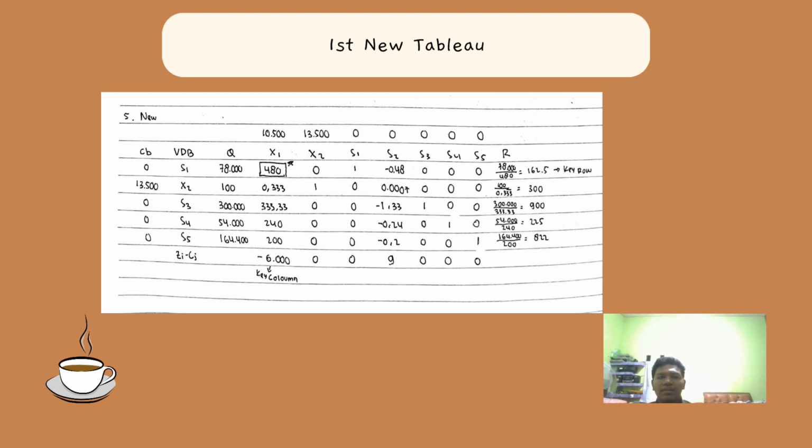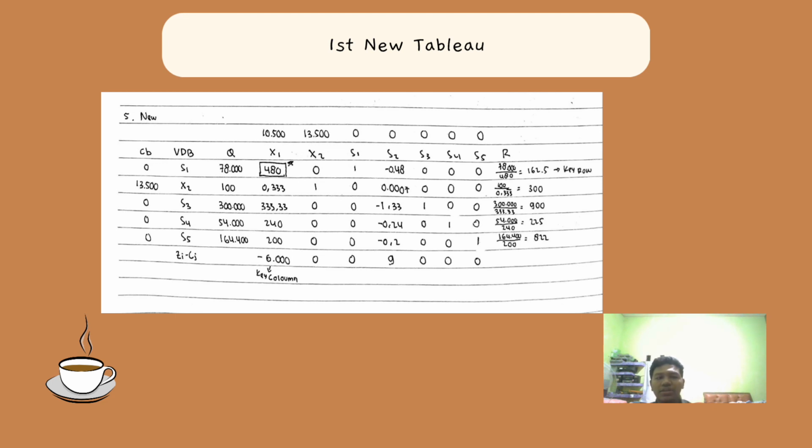Next step is to find the K element by subtracting CJ from ZJ. To find ZJ for x1, we multiply the first row coefficient basis by x1. Subtract the CJ value from the ZJ, then select the smallest value from the subtraction result between ZJ and CJ. The value is minus 6,000, and that minus 6,000 will be in the K column.